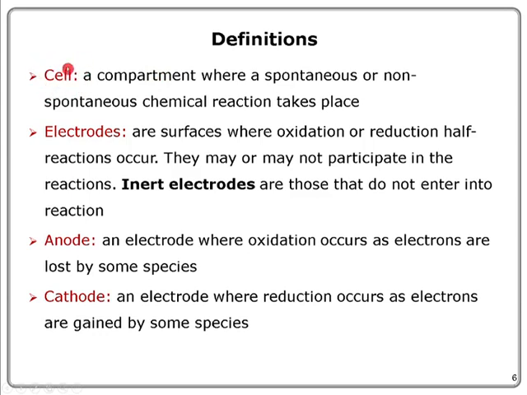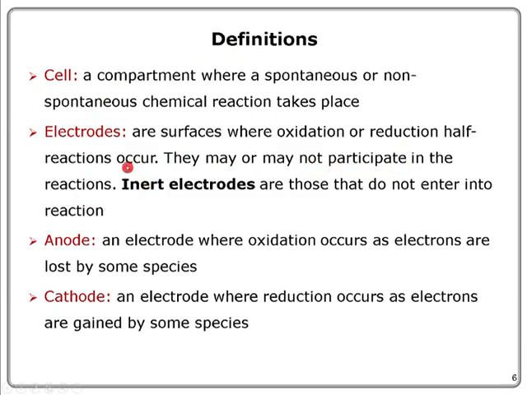In electrolysis, a cell is a compartment where a spontaneous or a non-spontaneous reaction will take place. So basically, you just have a compartment where spontaneous or non-spontaneous reactions take place. Then you have electrodes. An electrode is a surface where oxidation or reduction half reactions occur. They may or may not participate in a chemical reaction.